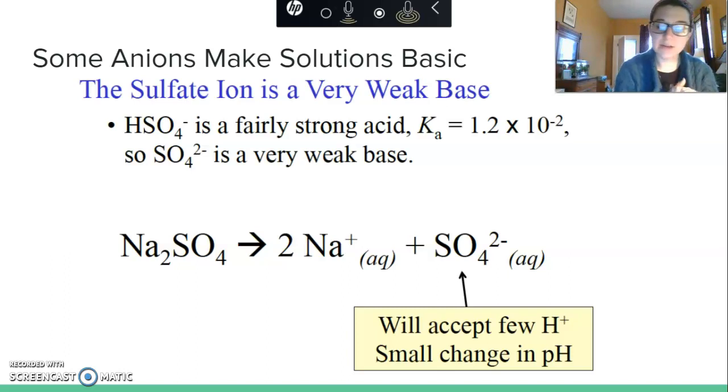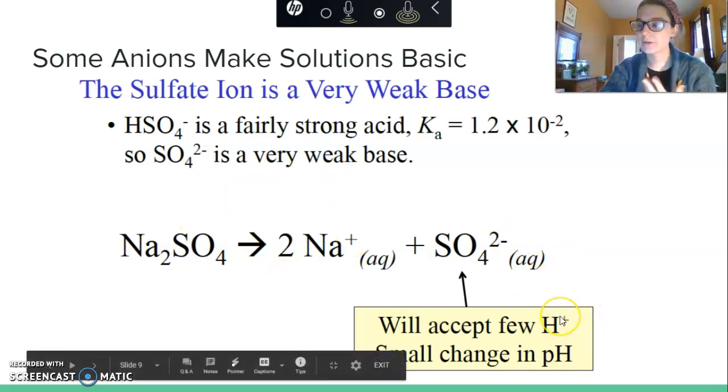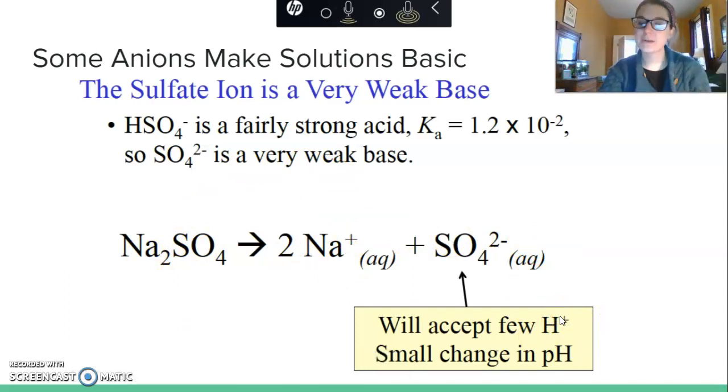The carbonate ion, which is CO3 2-, is a stronger base than SO4 2-. So carbonate ions tend to raise the pH of the solution more than sulfate ions for the same reason: they take H+ ions out of the solution, which raises the pH, making it more basic, but they're more effective at doing it than sulfate is.